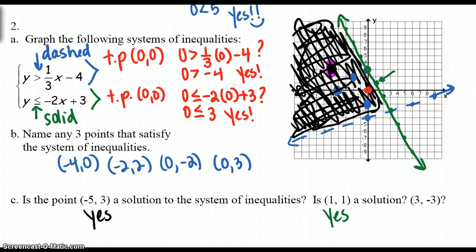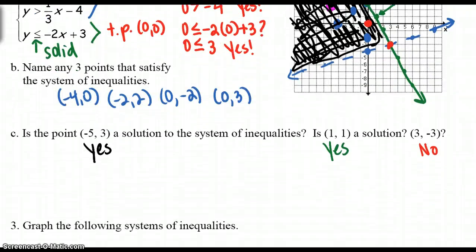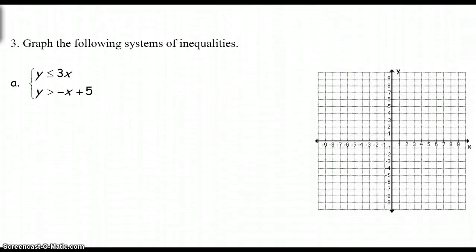And the last thing they want to know about is 3, -3. So 3, -3 would be right down here. And because that point falls on a dashed line, it's a big no-no. You can't do it. It doesn't count. It's not a solution. It does not satisfy both of those inequalities. Okay. So that's our first big problem. It's like 2 of the first problem put together, right? So let's move on down here.